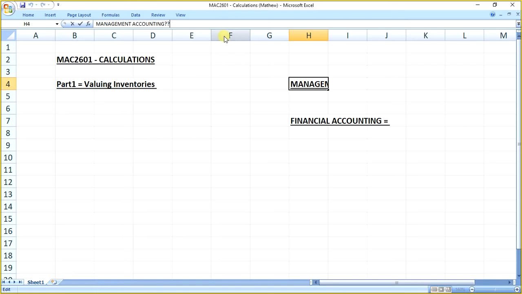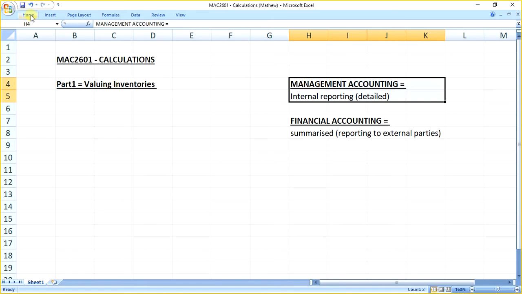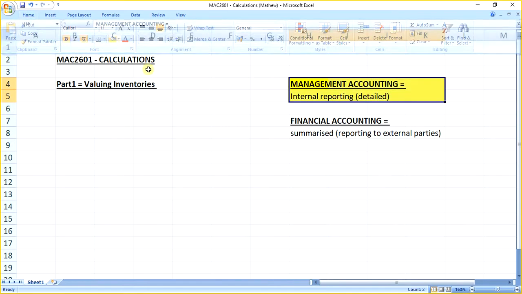Yes, we did FAC a while back, and if you go look at those notes, you'll see that there was a distinction between the two. Management accounting is internal reporting, and you're right, it's detailed, in-depth, looking at costs and other things. Financial is more summarized, and it's reporting to external parties, like investors, shareholders, maybe government, depending. But yes, your background is good in terms of general understanding of this particular topic.